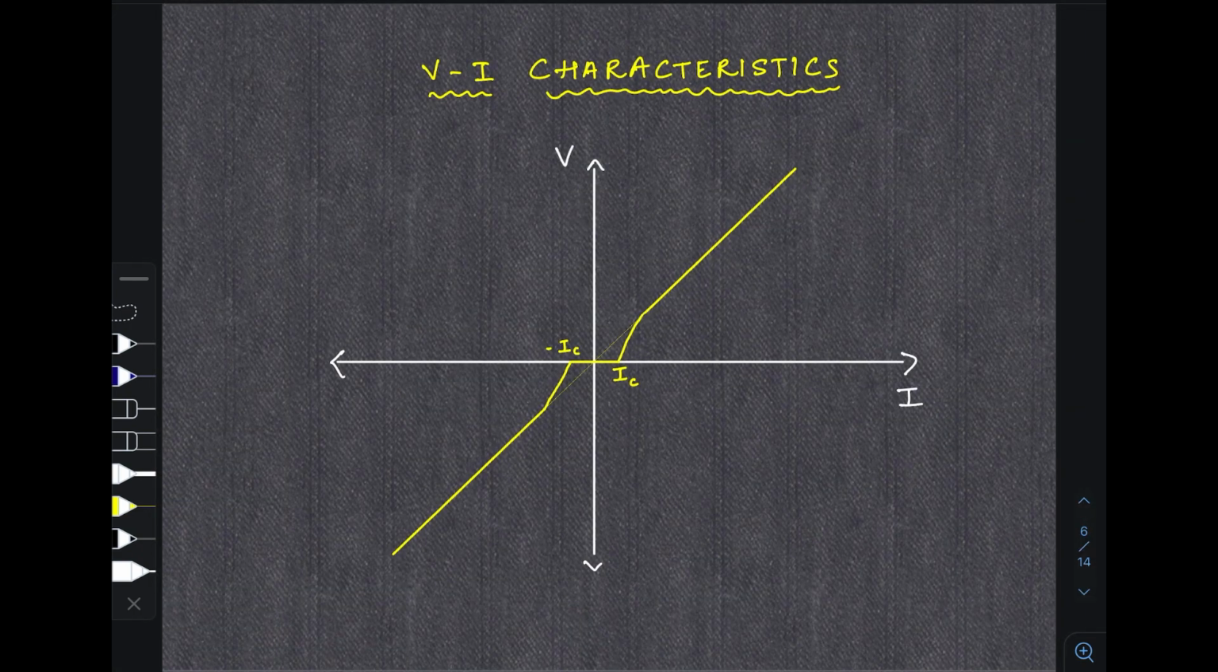Now coming to the VI characteristics of the Josephson junction, as we can see there is a dotted line here. This represents normal ohmic behavior of a material.